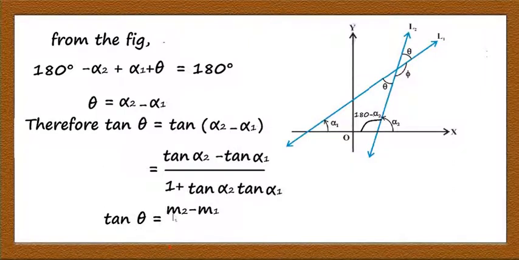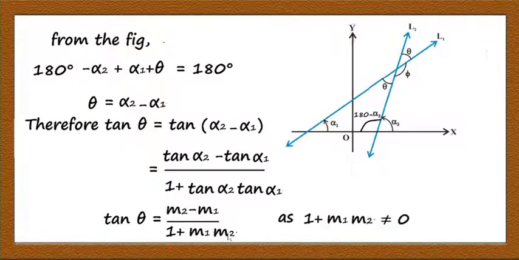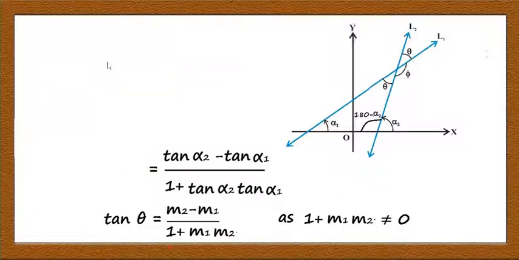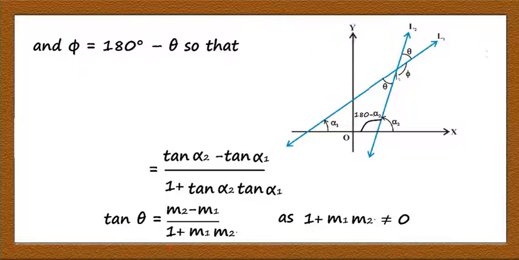Therefore, tan theta is equal to m2 minus m1, since tan alpha 2 is m2 and tan alpha 1 is m1, divided by 1 plus m1 into m2. As 1 plus m1 m2 is not equal to 0, because it is taken in the beginning that the lines are non-vertical lines. And we have theta plus phi is equal to 180 degrees. Therefore, phi is 180 minus theta.